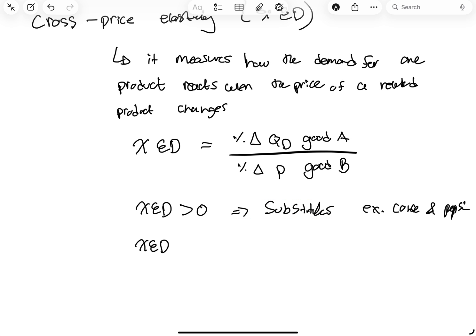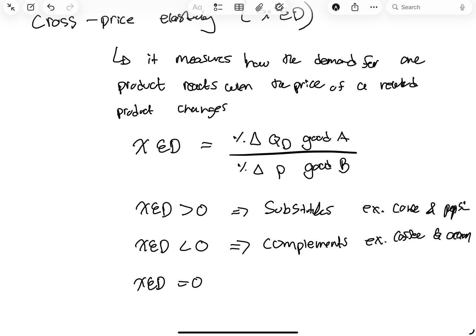If your XED is negative or below 0, it means your goods are complements. An example of that would be coffee and cream. If the price of coffee goes up, it'll affect the purchase of cream, and if cream goes up, it'll affect how much coffee is being purchased. Both goods are complementary.